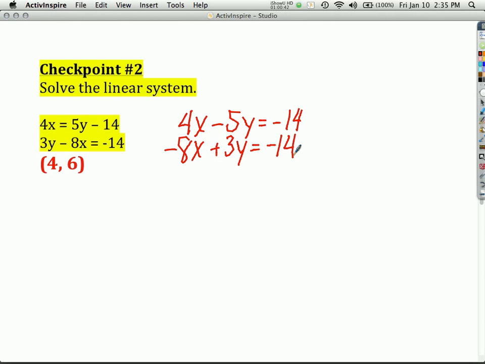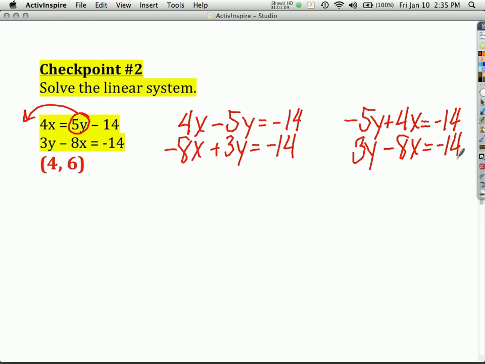I had a student in another class who did something creative. Rather than do that with the second equation, what he did was when he rewrote the first one, he put this right in front. So it wasn't technically in standard form, but they still stacked up. So what he had was negative 5y plus 4x equals negative 14, and then 3y minus 8x equals negative 14. And even though that's not standard form, it still works. Okay? So either way is good. Okay? Alicia, Brandon, Catalina. The same thing, right?